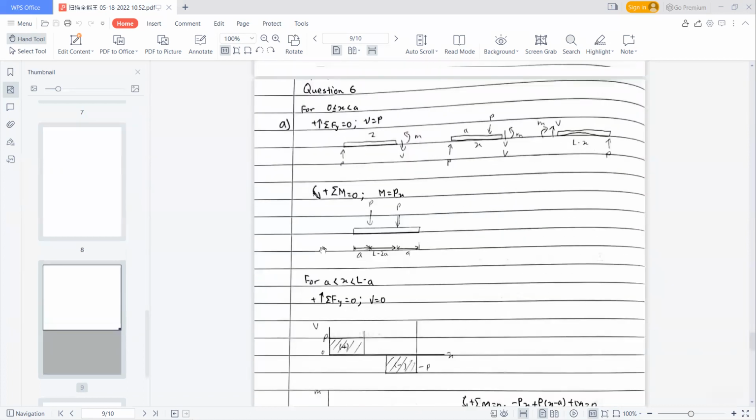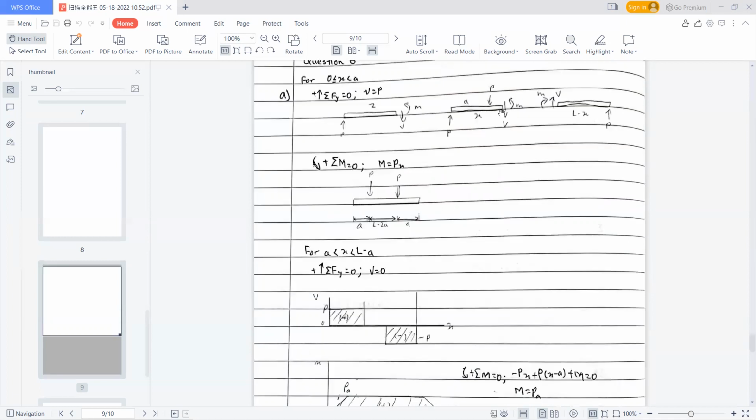So lastly, question 6. Question 6 asks us to draw the diagrams. For 0 less than or equal to x but less than a, sum of Fy equals 0, so V equals P. We are going to draw this equation as this. Since M equals Px, we will have a diagram which is P with A in between it.